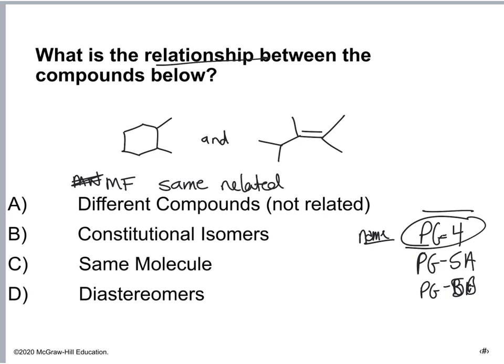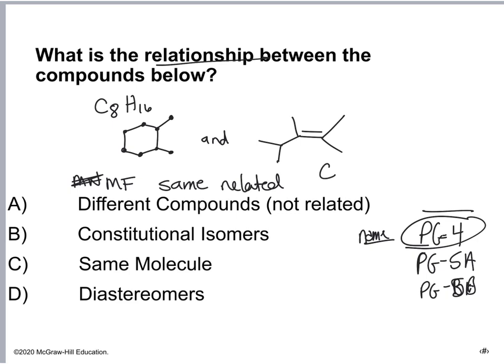So here we have 6, 7, 8 carbons. And then hydrogens, we have 3, 4, 5, 6, 7, 8, 9, 10, 11, 12, 13, 14, 15, 16. You might want to count that again. 3, 4, 5, 6, 7, 8, 9, 10, 11, 12, 13, 14, 15, 16.